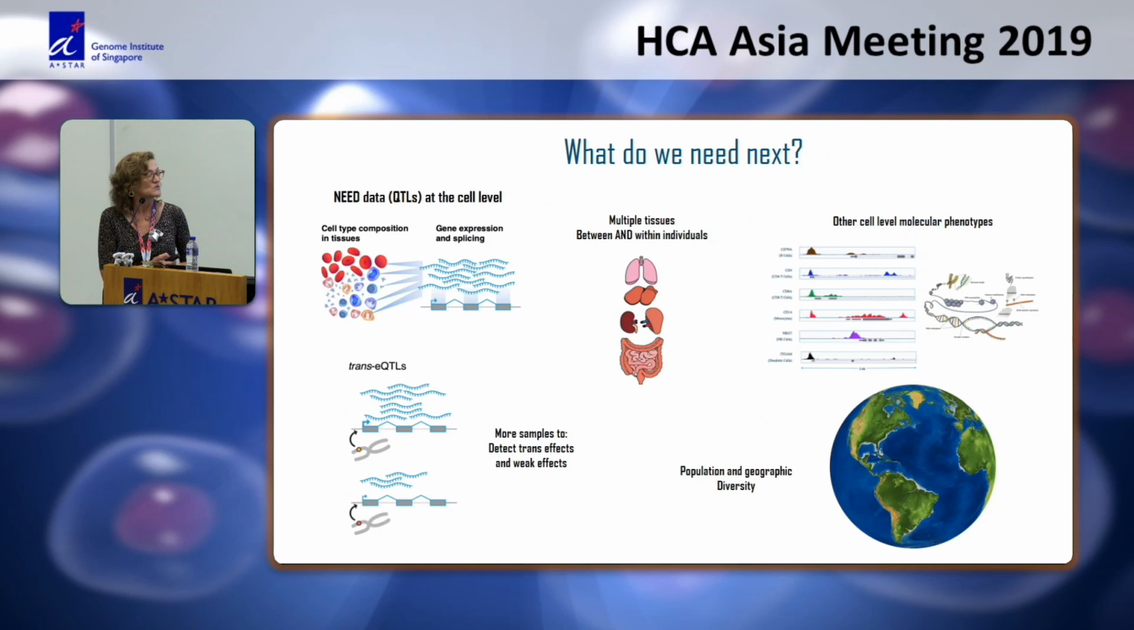So where are we and what do we need to do next? Obviously, we need eQTL data, or QTL data, I should say, at the single cell level. We need to parse out these cell type compositions and to get expression, splicing, and other QTL and molecular phenotypes at the single cell level. We need to do that for multiple tissues. Many of the efforts obviously will have multiple tissues represented in the baseline map, but ideally we'd like to also get it for multiple tissues within individuals so we can understand how genetic effects affect tissues within individuals.